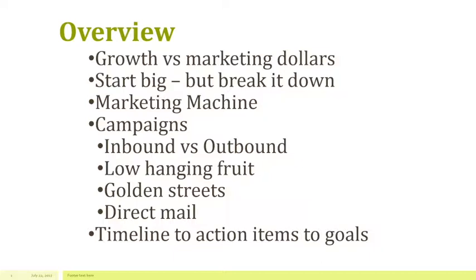Then we're going to talk about creating some goals. Start with some big goals, and then how do you break it down so that it's not so overwhelming? I'm going to talk about a concept of the marketing machine, which puts it all into perspective and pulls all different campaigns together. Then we'll move into some different campaigns. So we're going to talk about inbound versus outbound. We hear a lot about inbound in this day and age. We're going to talk a little more about outbound today than inbound, actually. And then we're going to talk about low-hanging fruit, golden streets, and some direct mail versus some guerrilla marketing and things like that. We probably won't get to timeline for action items.